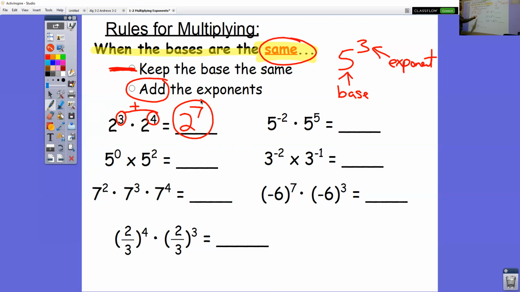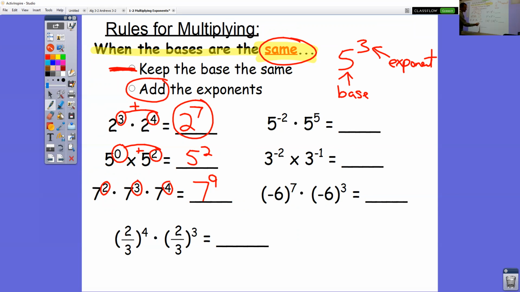5 to the 0 times 5 to the second. We're going to keep the base the same, so we're keeping that 5 the same. We're adding together our exponents. 0 plus 2 is 2. You might have 3 numbers that you're multiplying together. Keep the base the same, so keep that 7 the same. 2 plus 3 plus 4 is 9. So we have 7 to the 9th power.